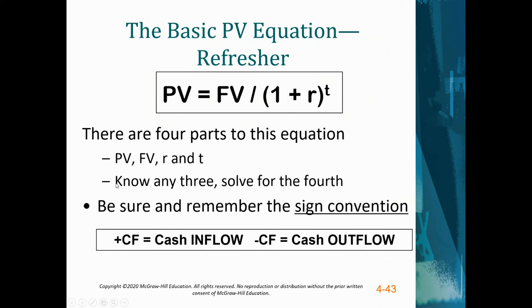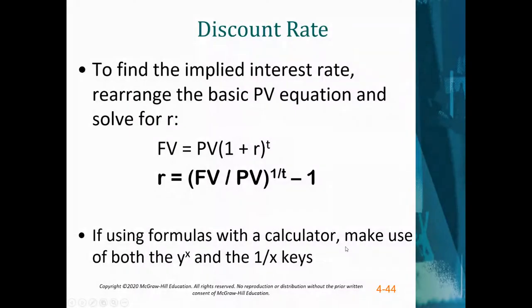So there are 4 points to the equation: present value, future value, interest rate, and the number of time periods. If we know three, we can get the fourth. For Excel and for the calculator, if the cash inflow is positive, the cash outflow is going to be negative, and vice versa. Now, the discount rate. We can do simple algebra to solve for R here. So basically, the future value is the present value times 1 plus R to the T.